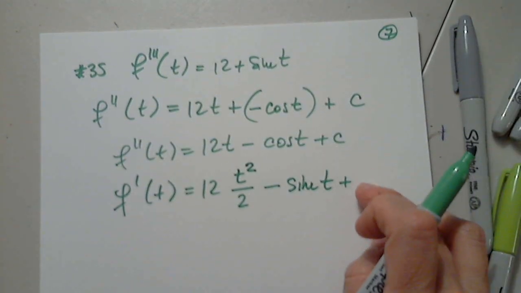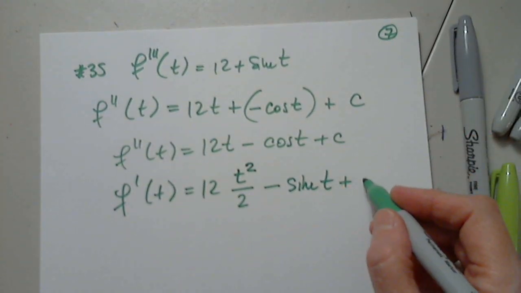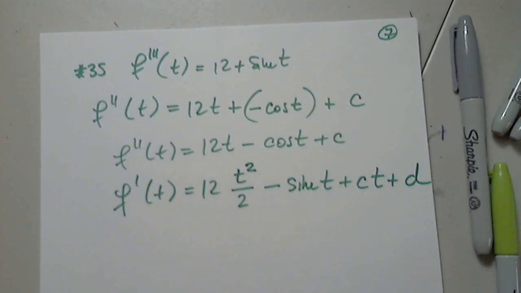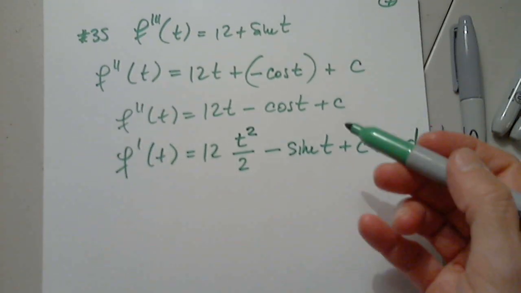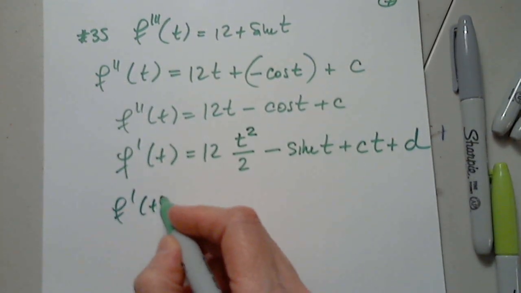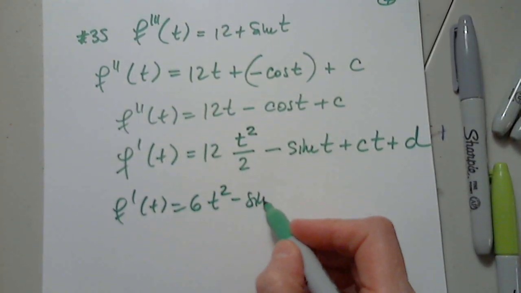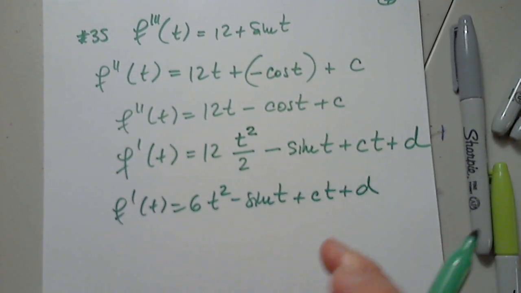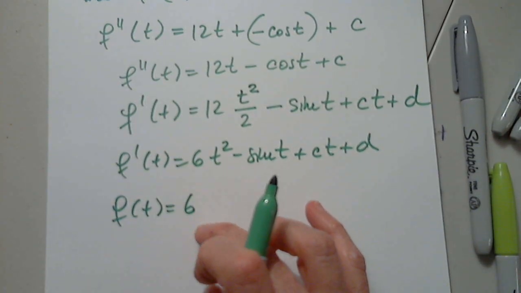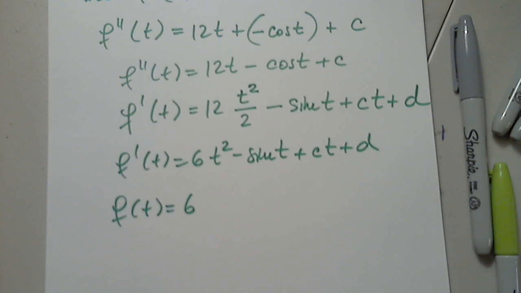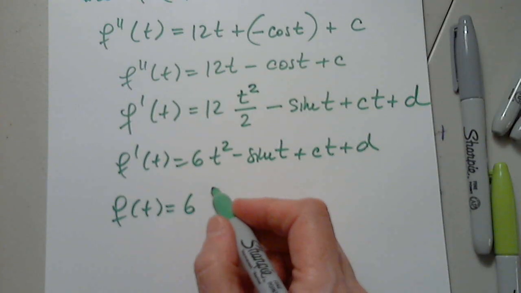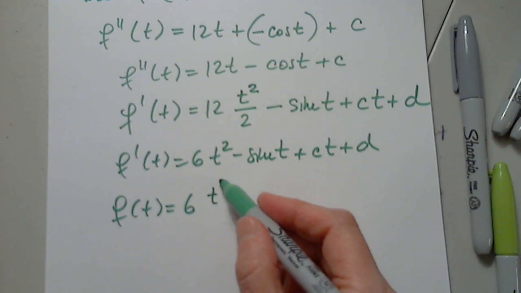Plus. Which function prime is c? ct plus a constant d. I prefer it's easier c1, c2, c3, but that's another option. So f prime of t equals 6t squared minus sine t plus ct plus d. Finally, f of t, 6. Which function prime is t squared? That'd be t to the power 3 over 3.